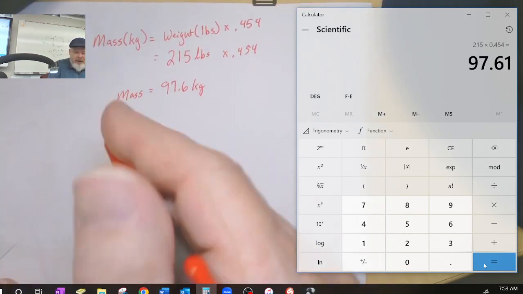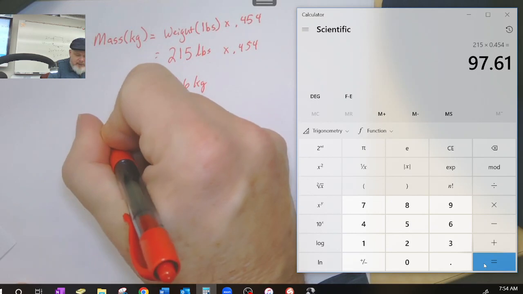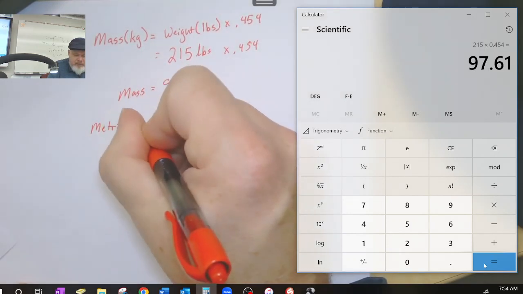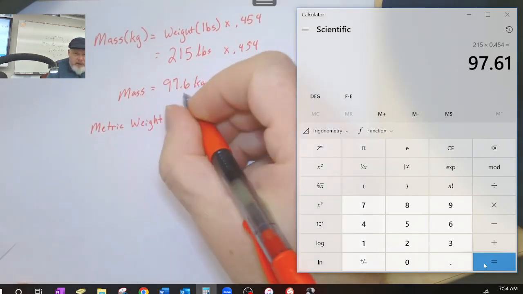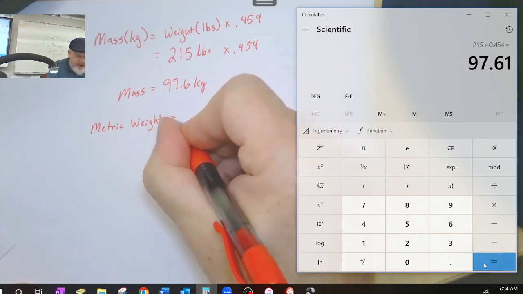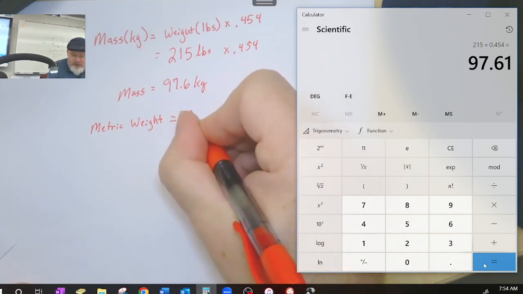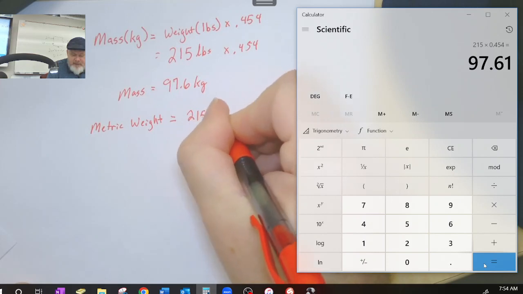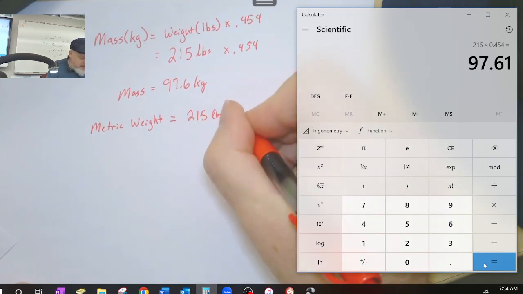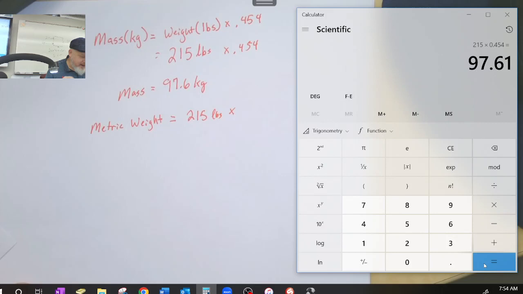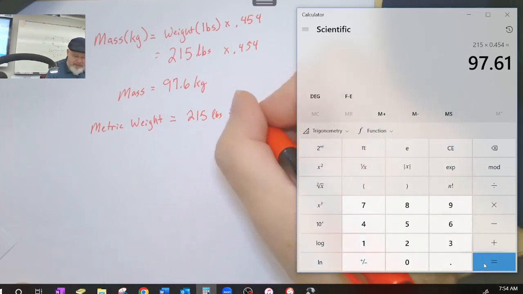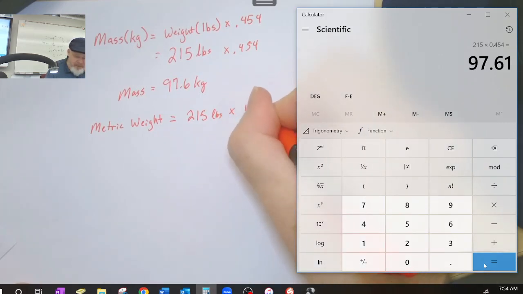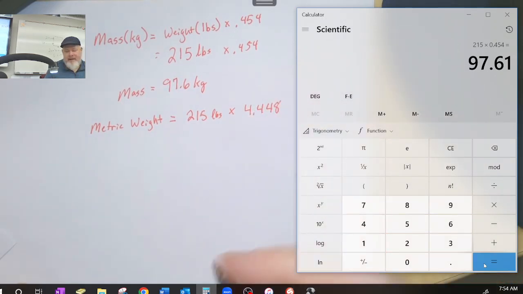Or I could use this other formula right here, which is doing kind of the same thing, where I'm taking my metric weight, and I am going to multiply it by my weight, which was 215 pounds again, times, and this time we're going to multiply that by 4.448. Okay. Once again, this number right here is the helpful conversion ratio between the two.